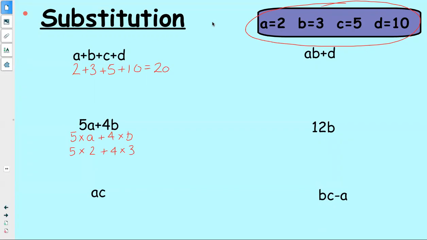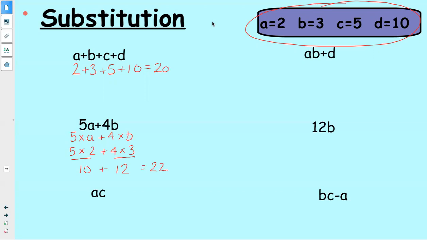Now, again, remember your BODMAS rules. We'll talk about that maybe in the next slide. You need to do your multiplication before you would do your adding here. So I want to do this part and this part first before I add together. So 5 multiplied by 2 is 10, and we'll add 4 multiplied by 3 is 12. So my answer is 22.